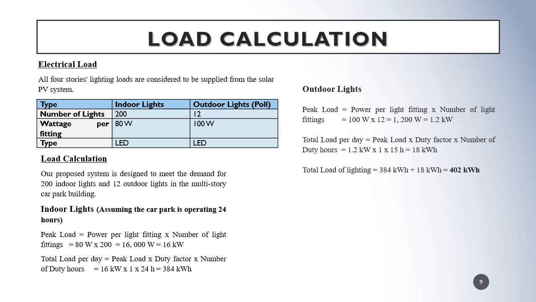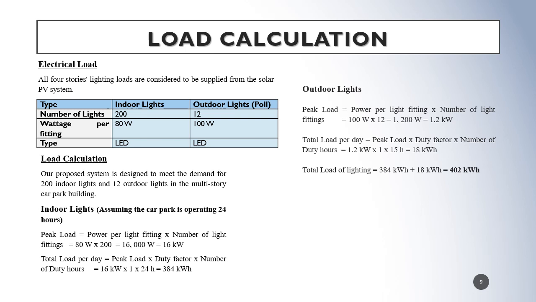For the indoor lights, we assumed the car park is operating for 24 hours. Here, peak load equals power per light fitting times number of light fittings, which is 16 kilowatt. Then total load per day equals peak load times duty factor times number of duty hours. Here we assume duty factor as 1 and got 384 kilowatt hour.